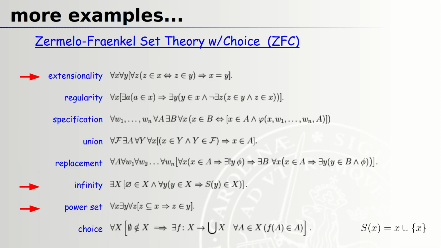For some more practice, try to take a look at the axioms of set theory and see if you can understand what they are saying. In particular, have a look at the axioms for extensionality, infinity, and power set. Keep in mind that in axiomatic set theory, absolutely everything is a set. Also, the construction S of y in the axiom of infinity is something you might have encountered before, as von Neumann numbers.